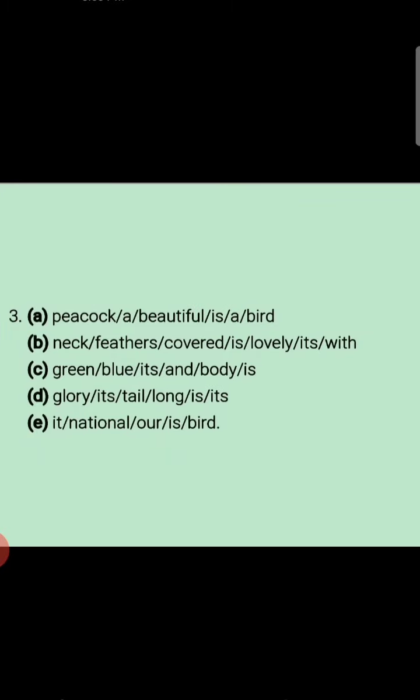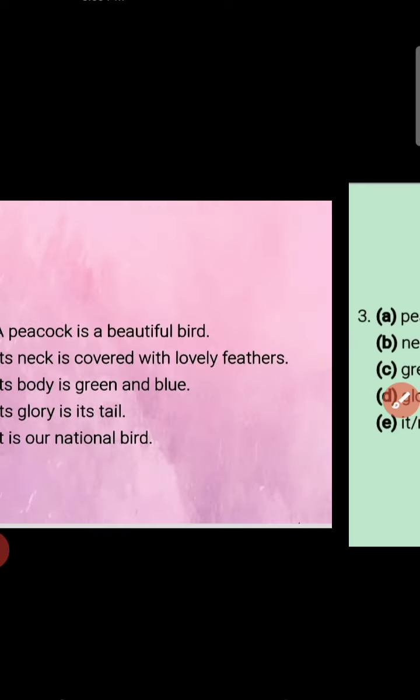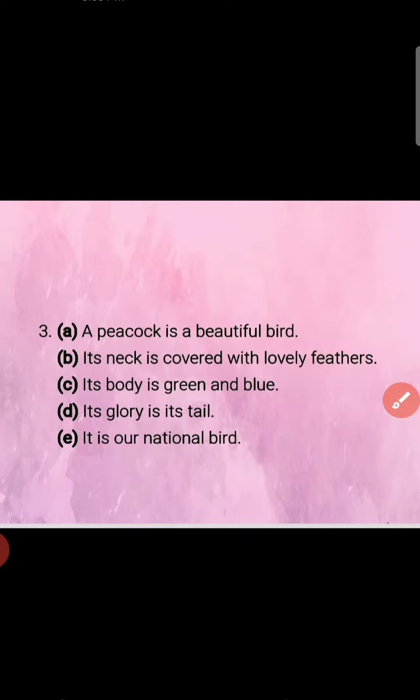Then comes the number C. Green, blue, its and body is. Its body is green and blue. So the peacock's body is full of beautiful colors. Okay. So that is why its body is green and blue.